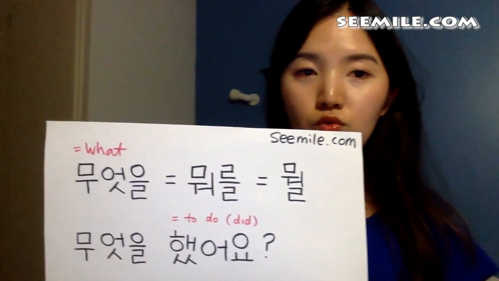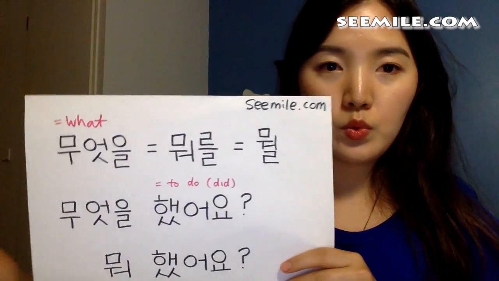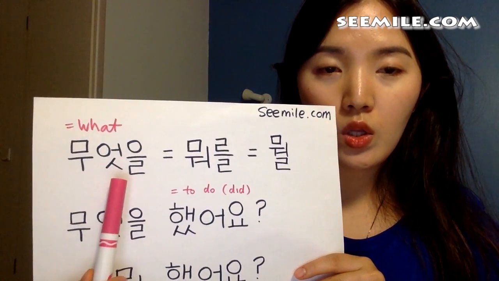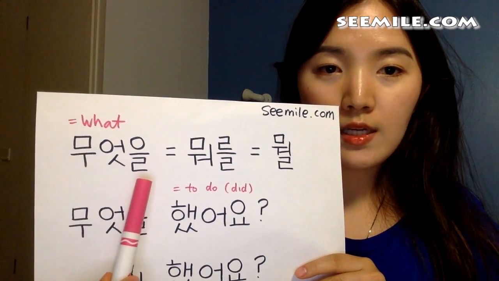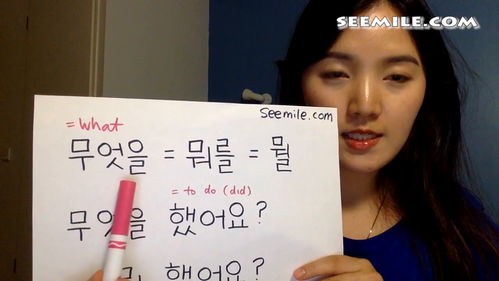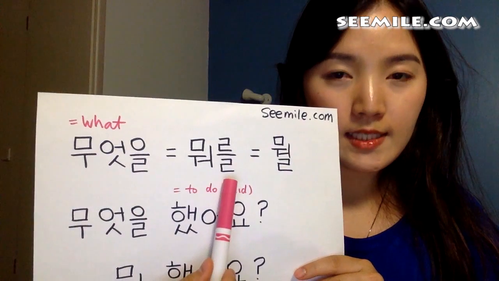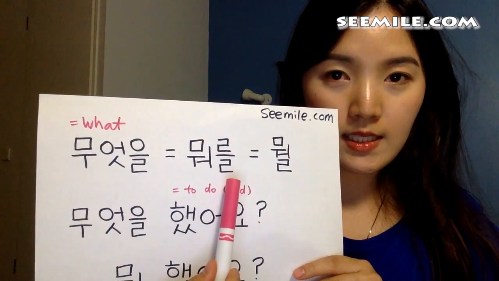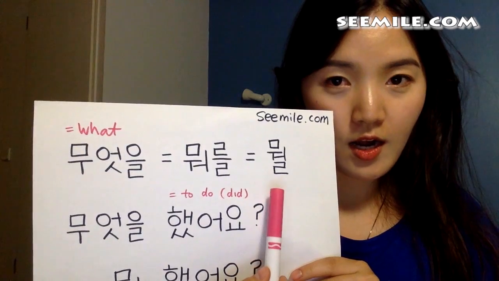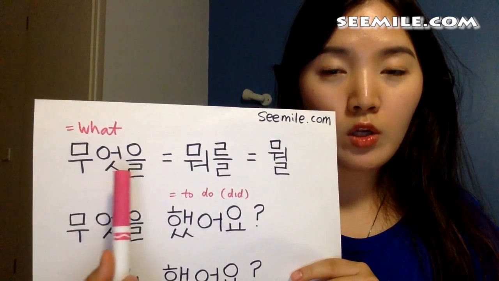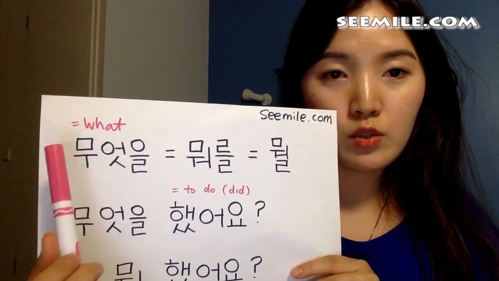So today I prepared just a quick grammar thing, which is "what." So here, 무엇을, 무엇을, or 뭐를, 뭐를, and 뭘, 뭘. You see, 무엇 equals "what" in English.